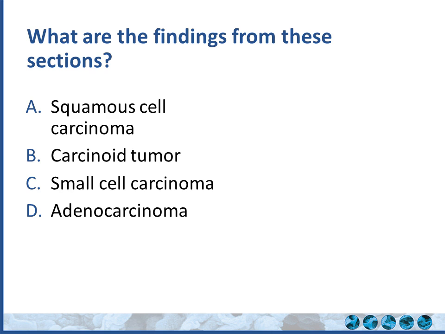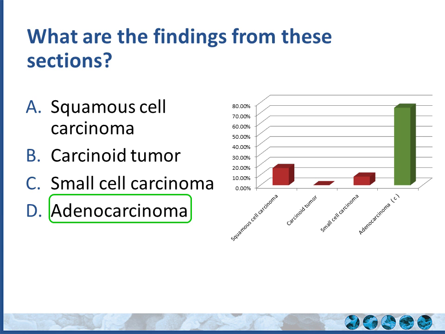So what are the findings? Is it a squamous cell carcinoma? Is it a carcinoid tumor? Small cell, this patient who smoked? Or is it an adenocarcinoma? Adenocarcinoma. That is correct. So it's composed of glandular components. So it's a very straightforward adenocarcinoma.